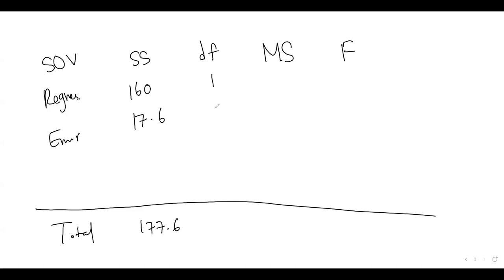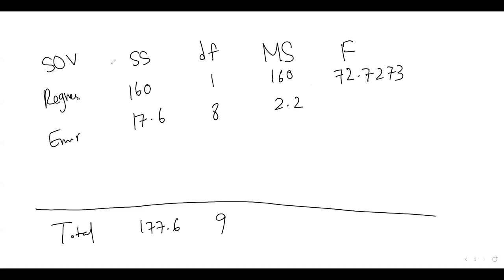Total was this one. Degrees of freedom, this was 1, this was 8. Sample size was 10, so this is 9. Mean squares, this divided by this, 160. This divided by this, 2.2. We don't put anything here, right? F ratio for the hypothesis test of checking whether the model is significant, this divided by this. That gave you this one.